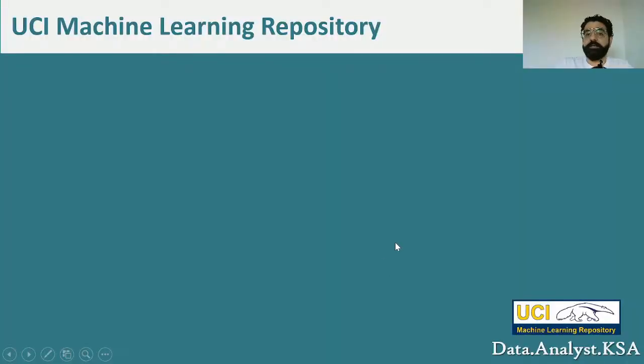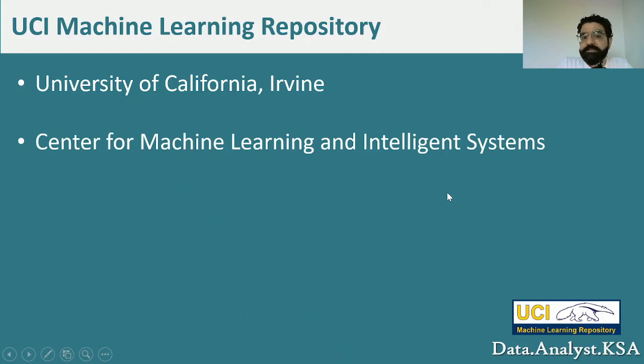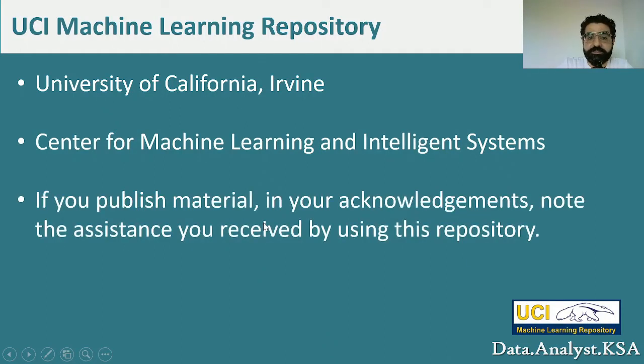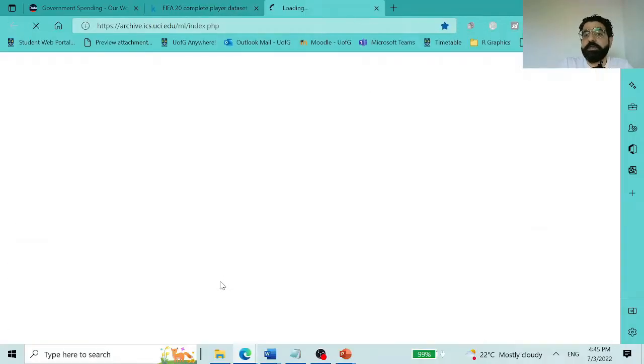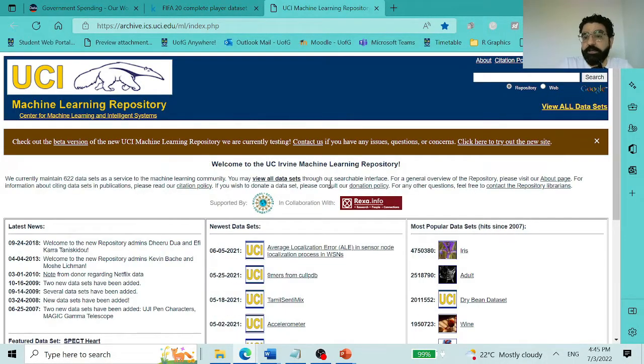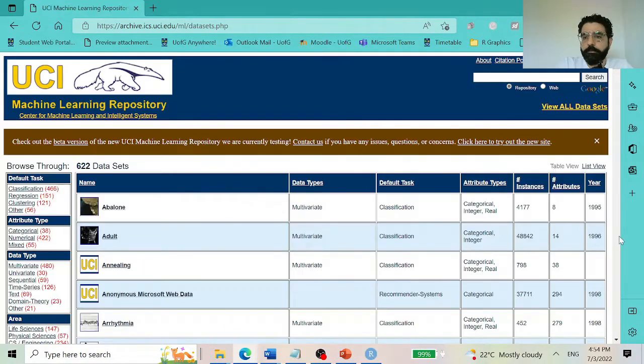The third website in our list is more academic. So it's the UCI Machine Learning Repository. It's from the University of California at Irvine. It's basically operated and managed by the Center for Machine Learning and Intelligent Systems, and they tell you how to add them in the reference or the bibliography of your research paper. The website includes very neat datasets that are utilized frequently in research.